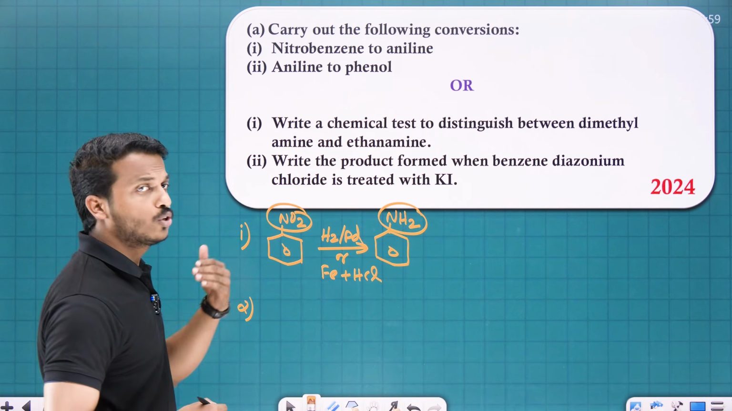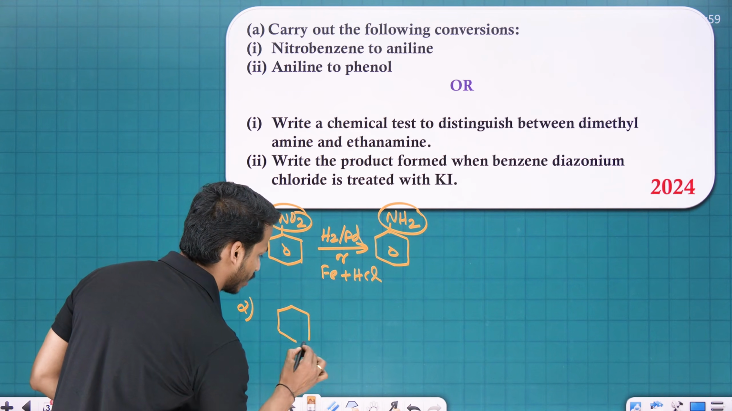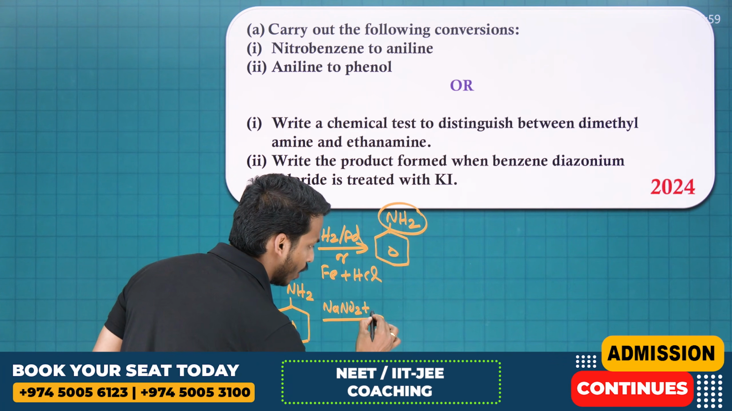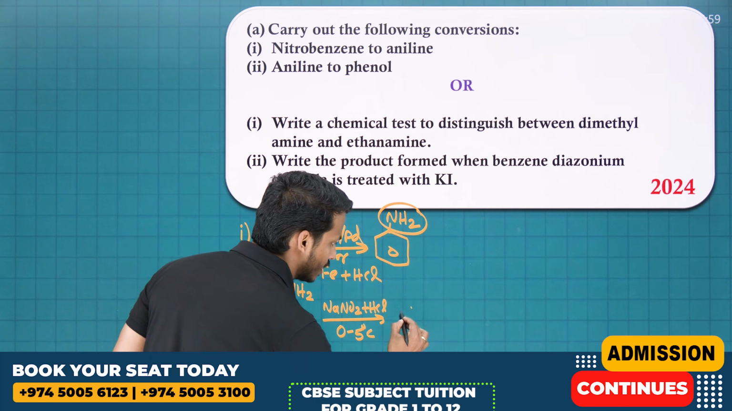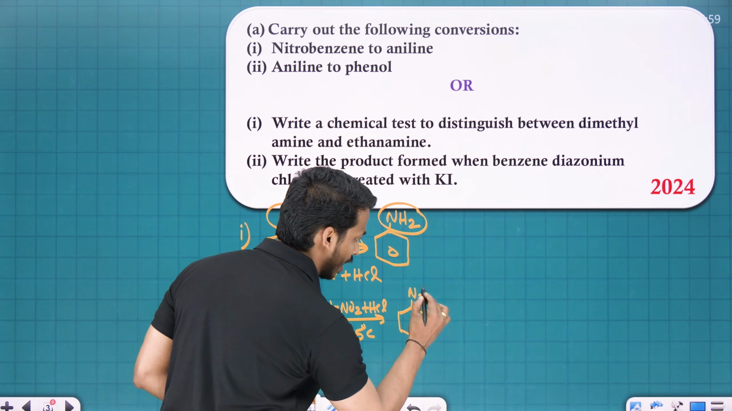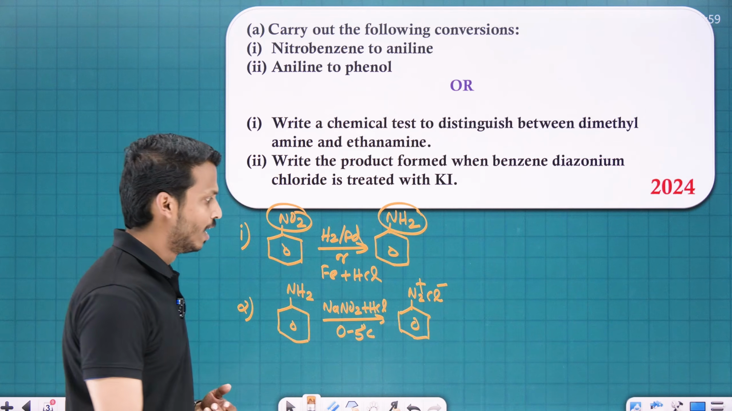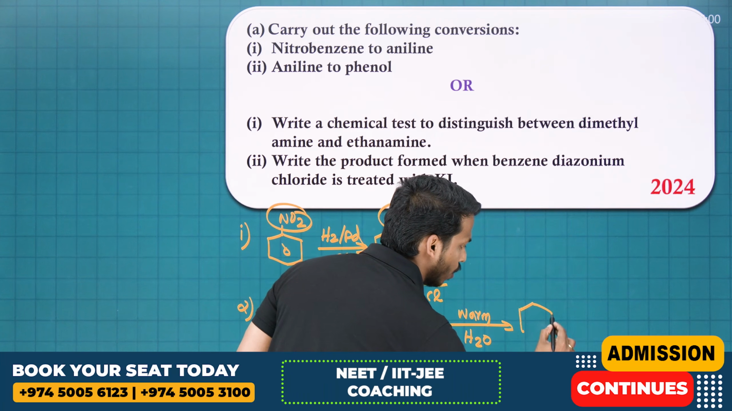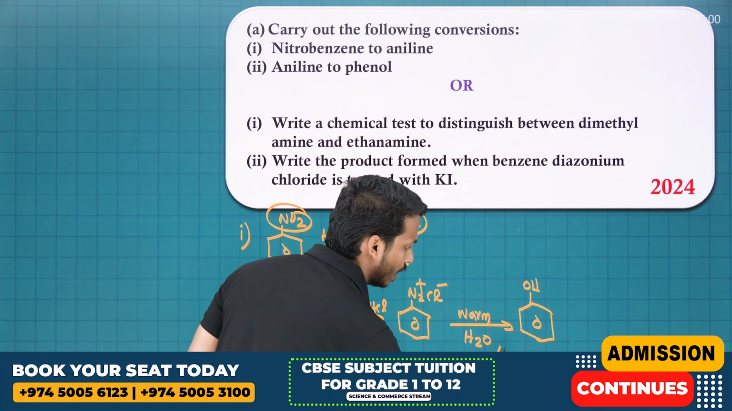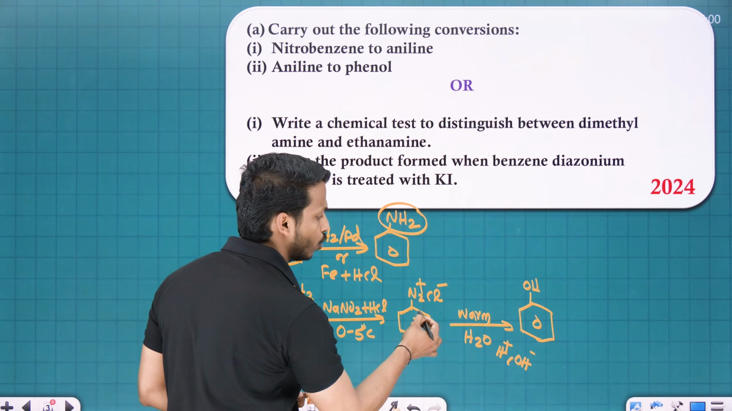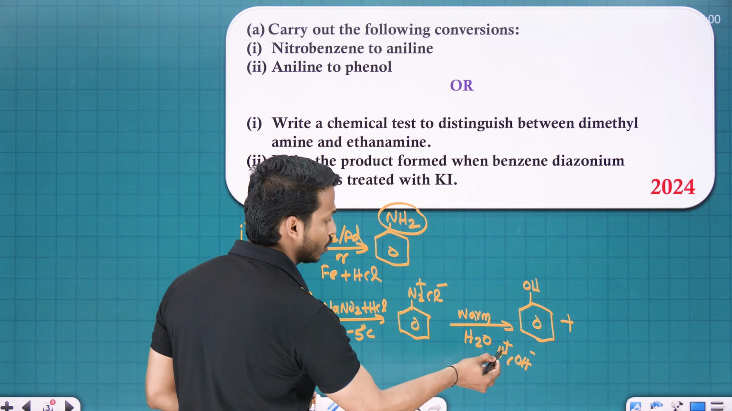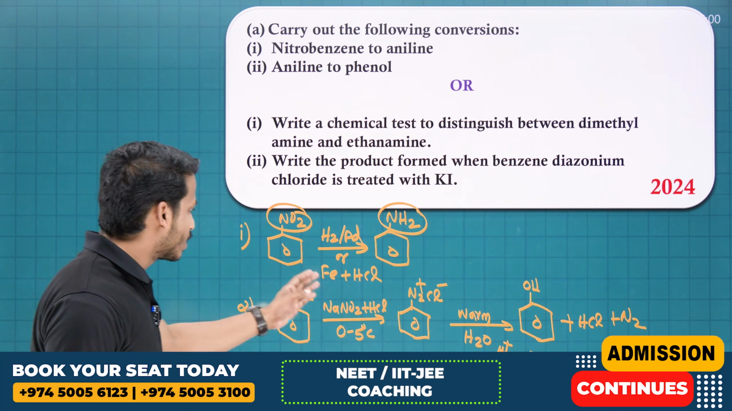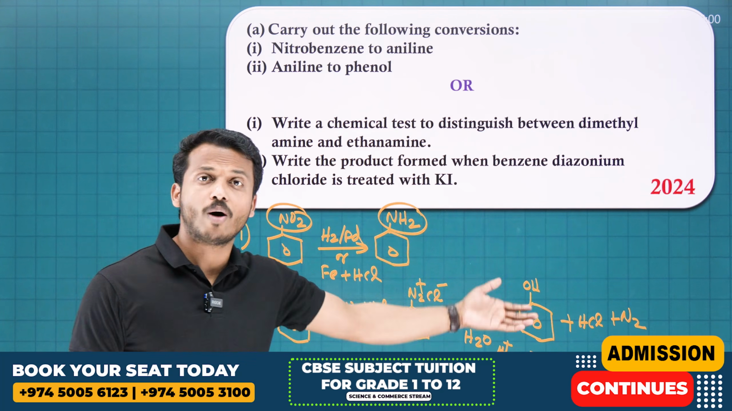Second one is aniline to phenol. Simple. Aniline first undergoes diazotization. What is diazotization? NaNO2 and HCl at 0 to 5 degrees Celsius. We get N2Cl, benzene diazonium chloride. Benzene diazonium chloride when treated with warm water gives phenol. We know H2O contains H plus and OH minus. OH comes to benzene, and we get phenol. The byproducts: H plus with Cl gives HCl, and nitrogen gas comes out. So aniline on diazotization gives the diazonium salt, and that on warm water gives phenol.